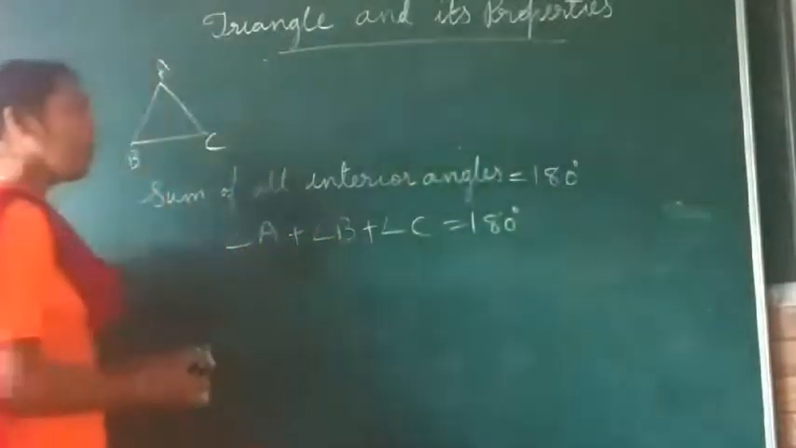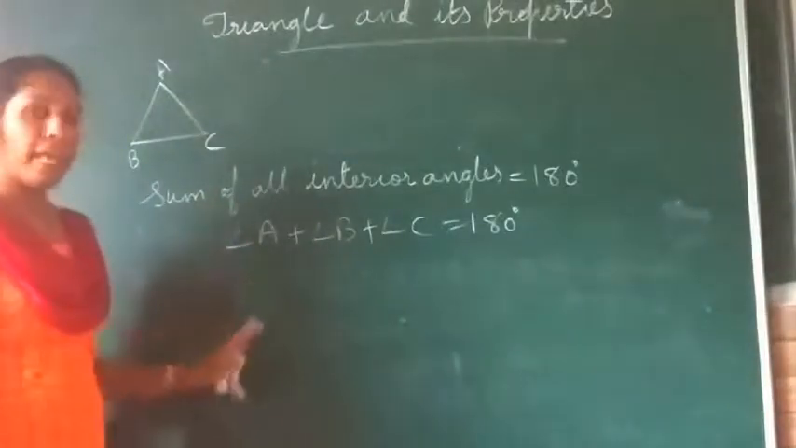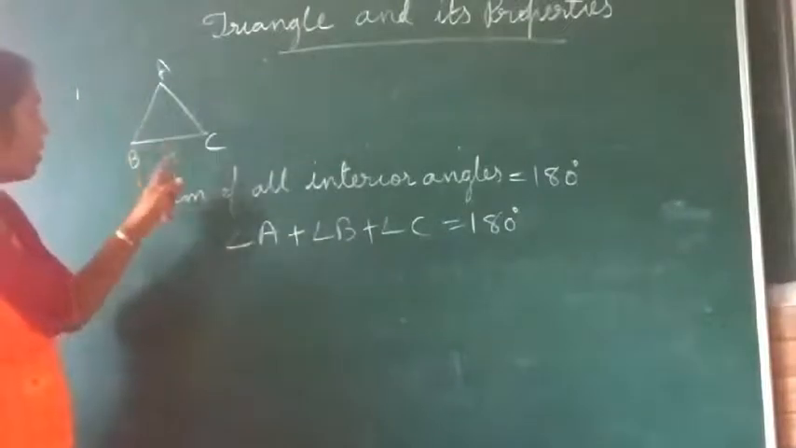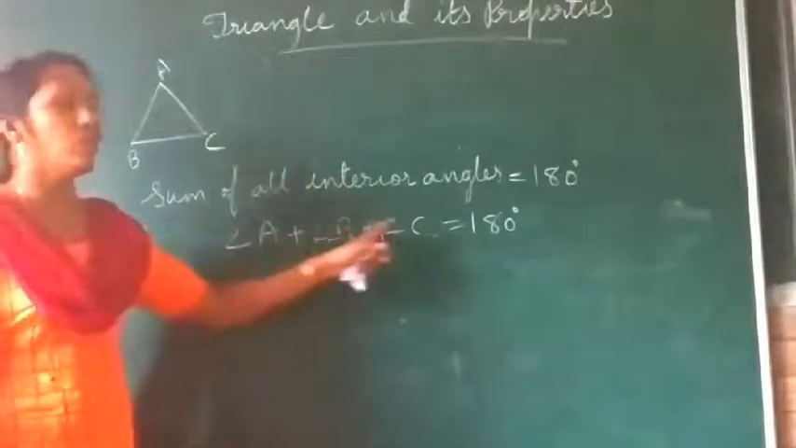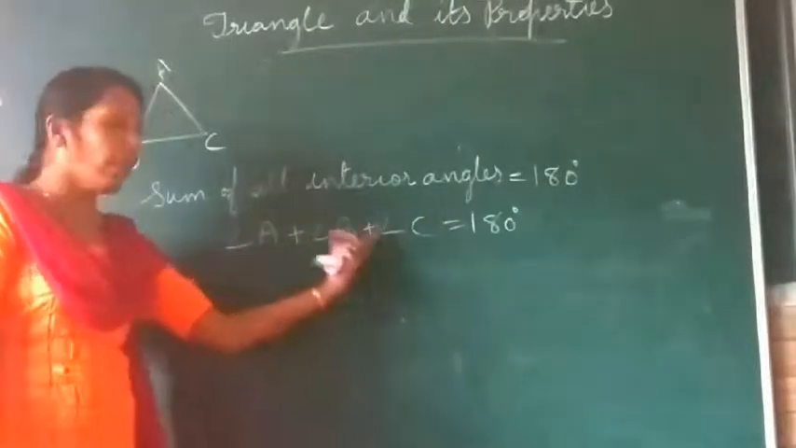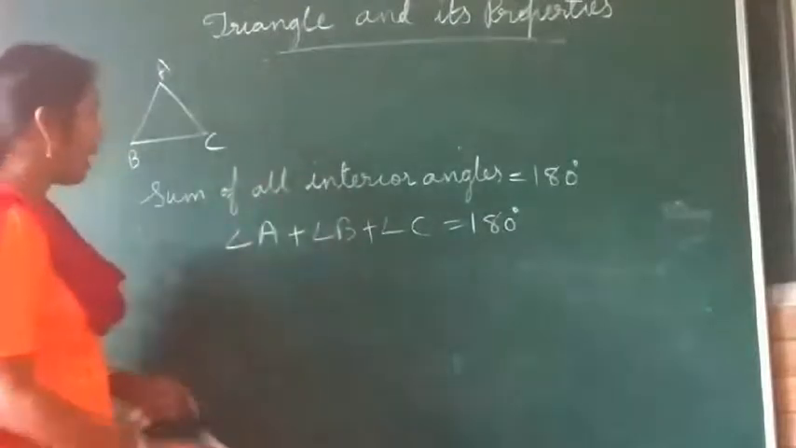So this property is known as the angle sum property of a triangle. In all the triangles of any side length, this property is true. The sum of all three angles will be equal to 180 degrees. So using this property, if any two angles are given, we can find out the third angle. So this is the angle sum property of a triangle.